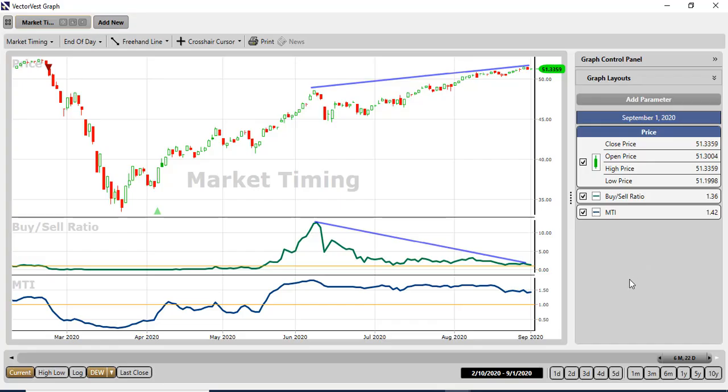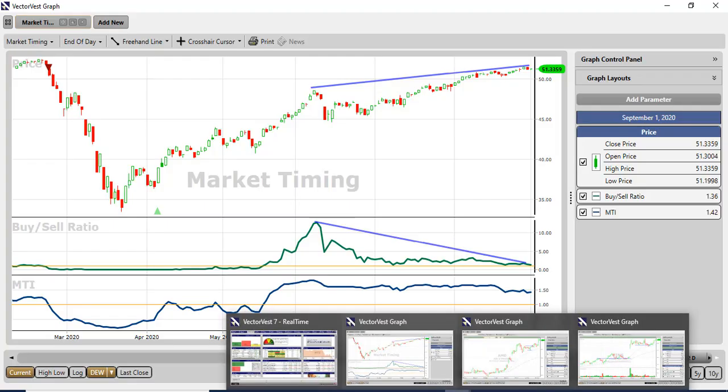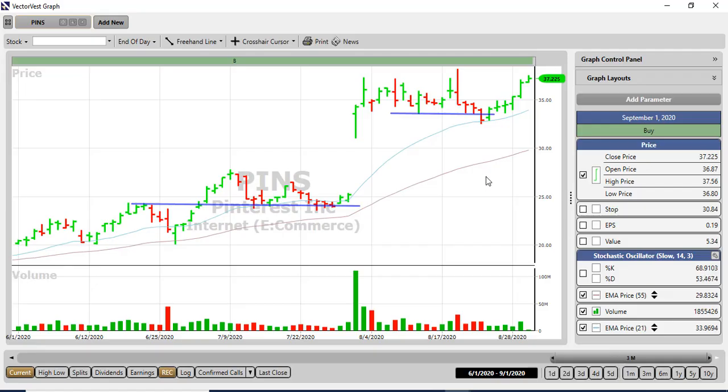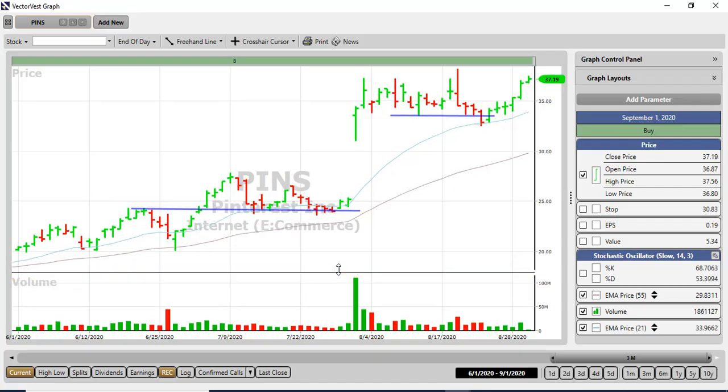Is this the only setup that you need? I now want to have a look at Pins, Pinterest. It's a share that came up in one of my scan searches, and it illustrates a setup that I've used to great effect for many years. I wish it was my own.